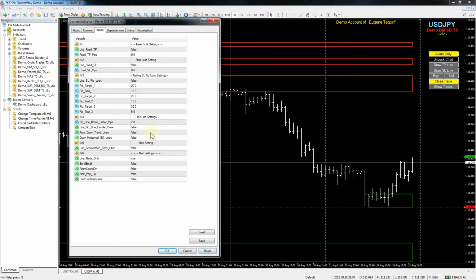Remember, you probably want your auto draw on, because that way these will keep refreshing as the price action continues on over here, and you get new fractals. They would redraw automatically, and that's what you want to do. So the best thing to do is have that set to true.